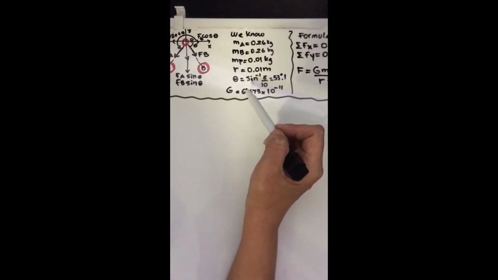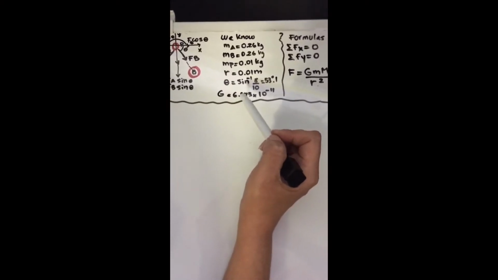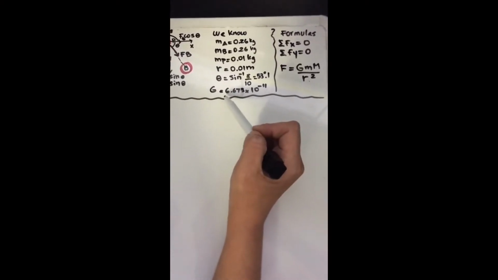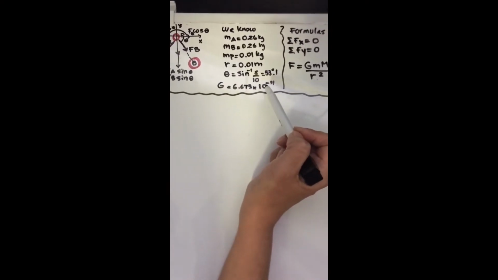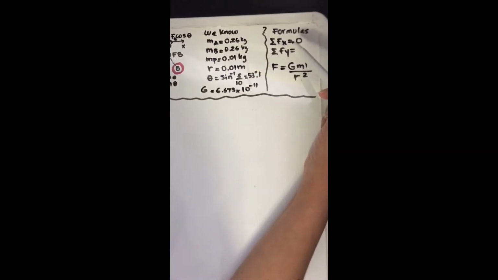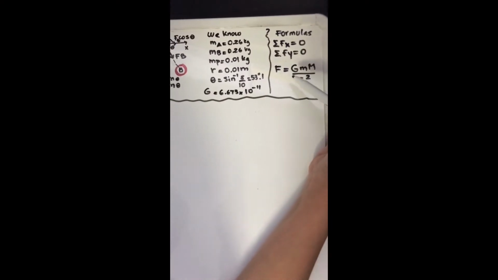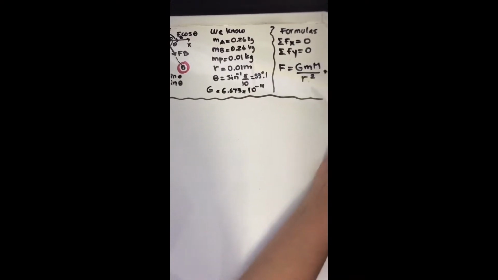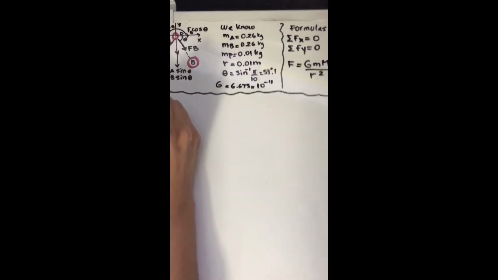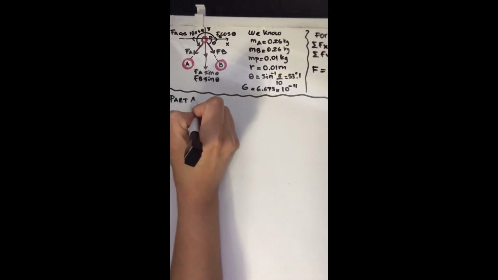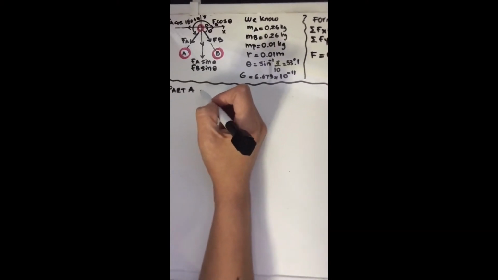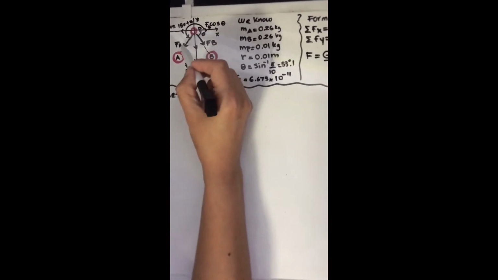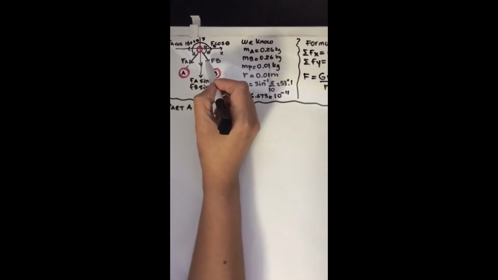And then we know the constant of gravitational force, which is 6.6673 times 10 to the negative 11. The formulas we're going to use are Newton's second law and the law of gravitation, also from Newton. And for part A, we need to find the magnitude of the acceleration. To find the magnitude of the acceleration, we need to find force A and force B.